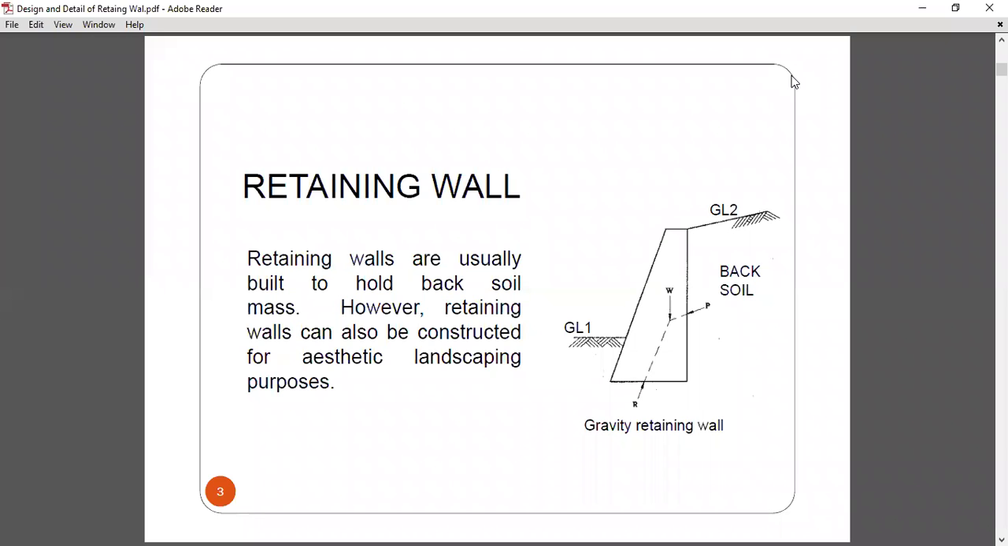Welcome to design of reinforced concrete structure. This is the second lecture, and we are going to start retaining wall design.